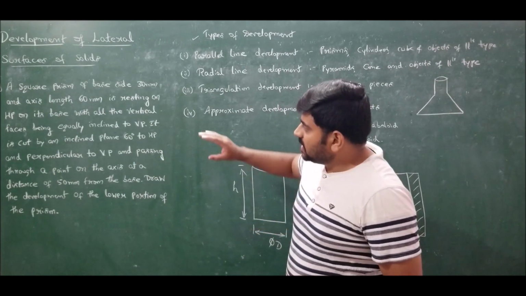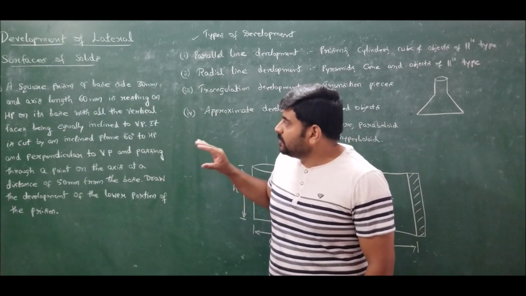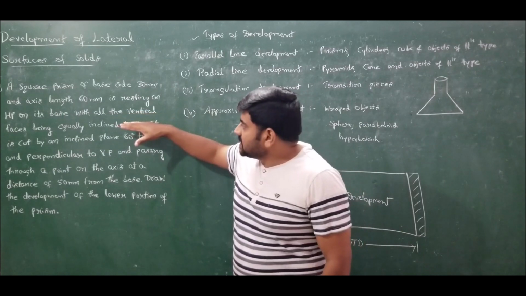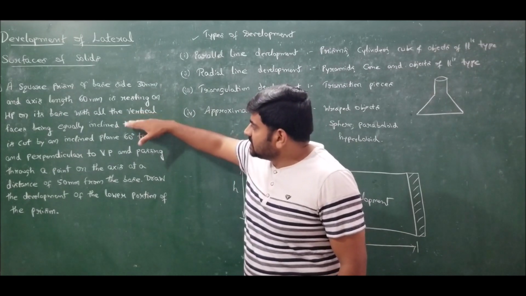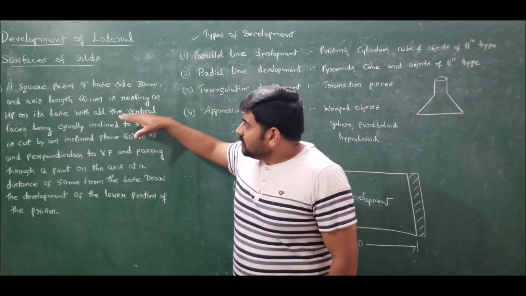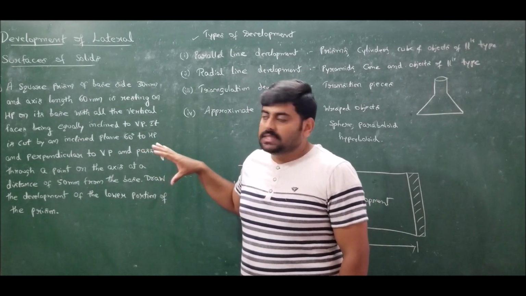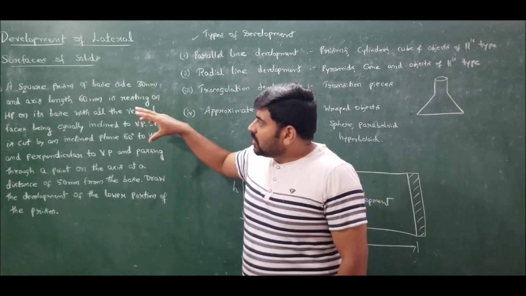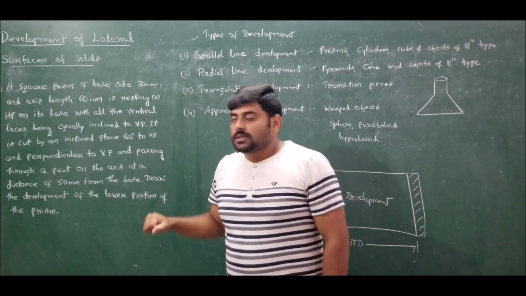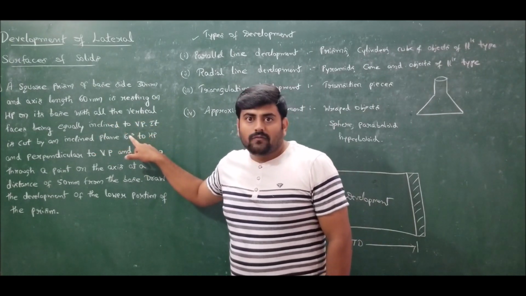Now, first let us draw the front and top view of the given square prism. The key point to be observed is that the prism is resting on HP with all the vertical faces being equally inclined to VP. So the top view of a square prism will be a square, whereas the front view is a rectangle. Now, how to draw that top view? The question is how all the vertical faces can be equally inclined to VP.